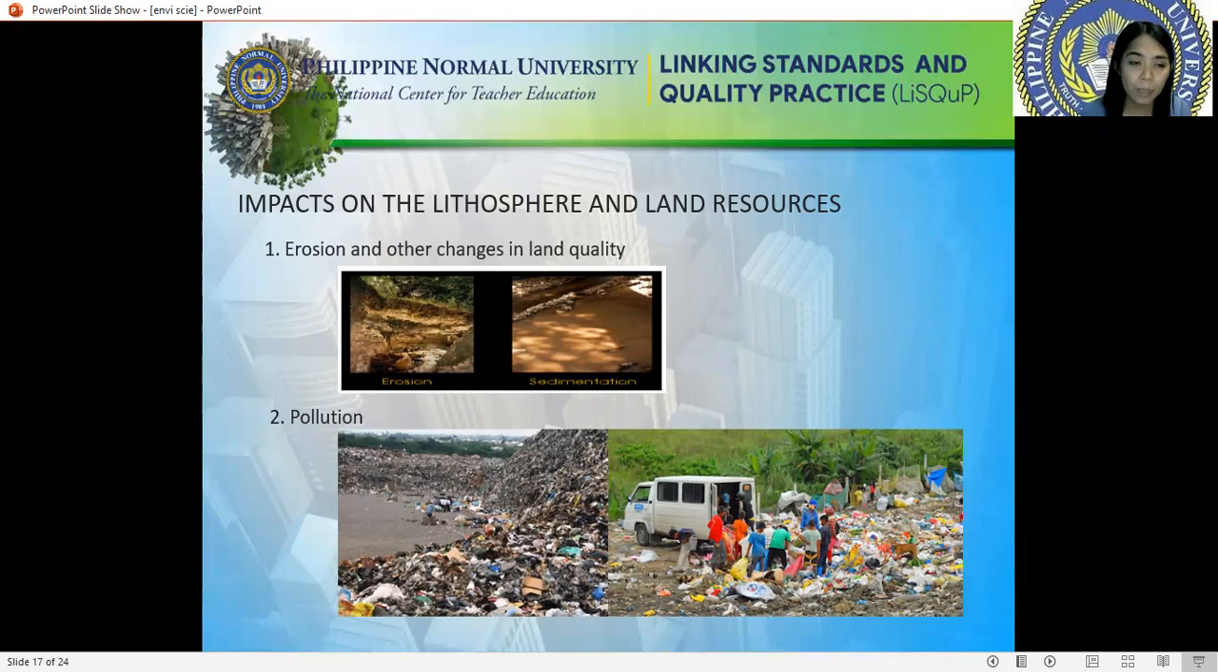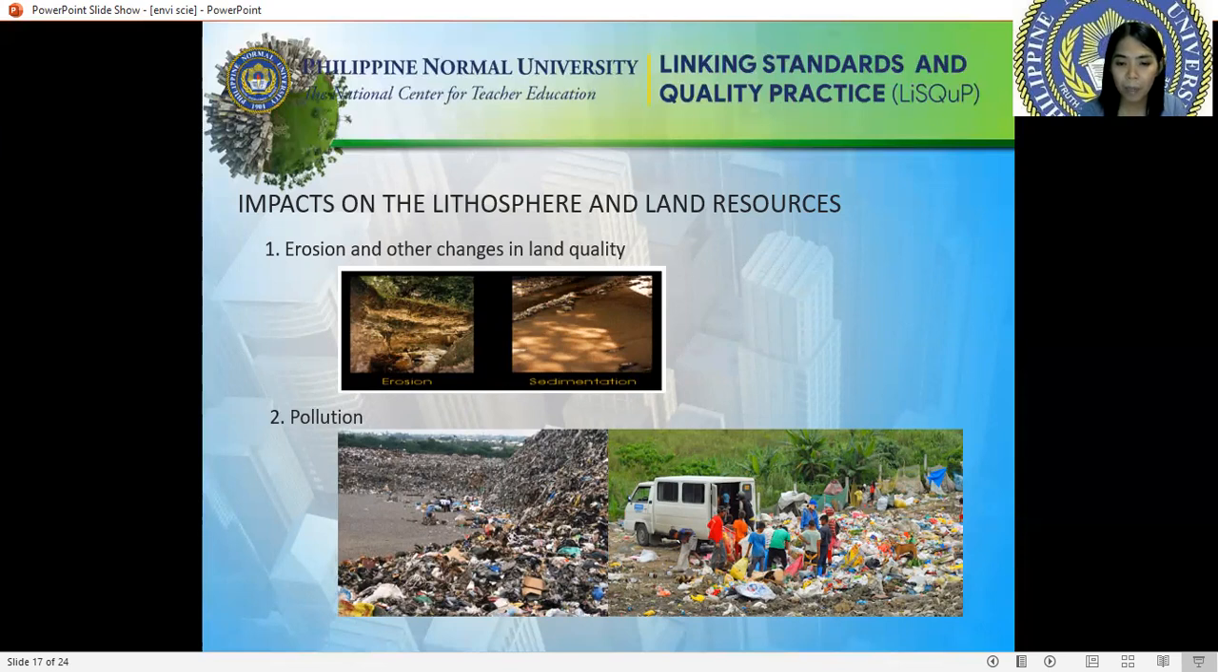Then the next one is pollution. So you can see there the garbage in the urban area, napaka-vast, napakarami. And then we have also pollutants that are often dispersed across the cities or concentrated in industrial areas or waste sites. Sometimes it is recorded in our time that lead used in the base paint also contributes much to lithosphere pollution.